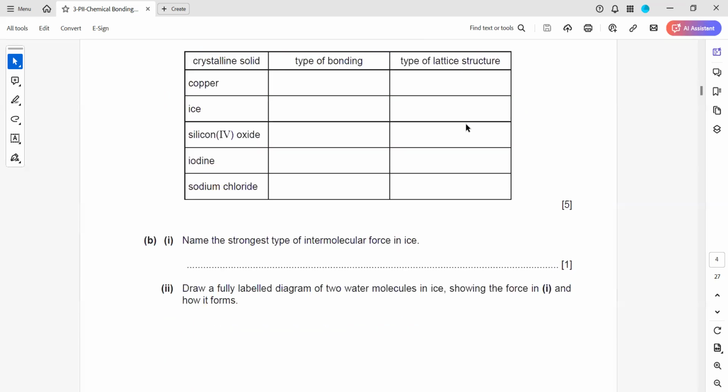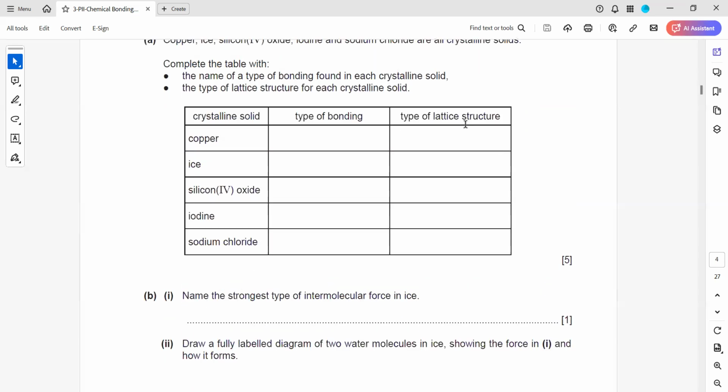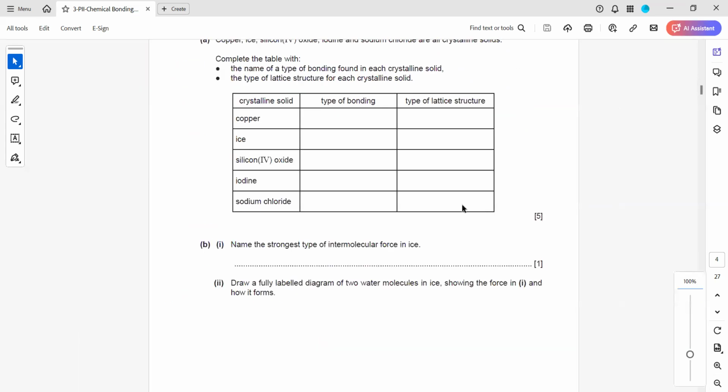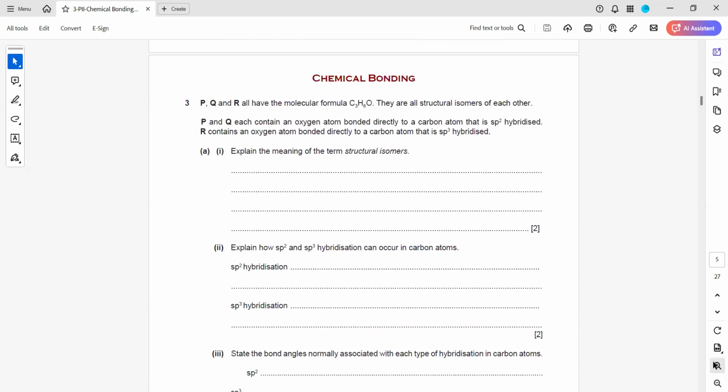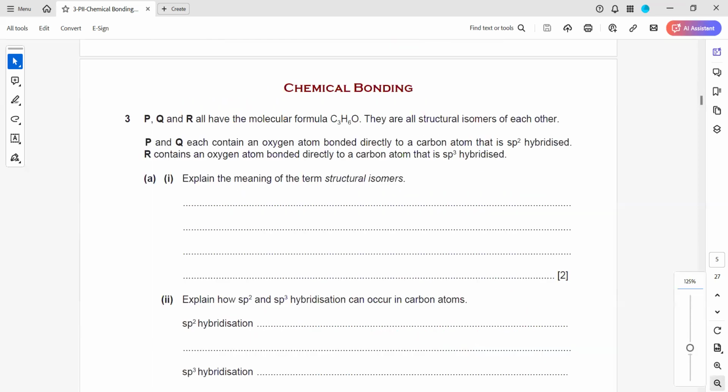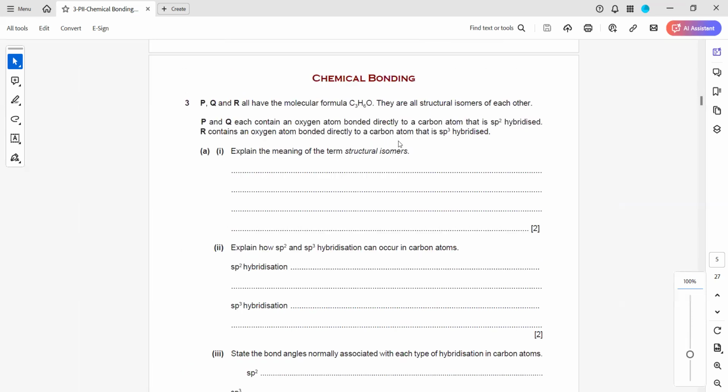Page number 4, any doubt? Page 4. Page 5, any doubt? The structural isomer, this is when they have the same molecular formula and different structure, we call structural isomers.